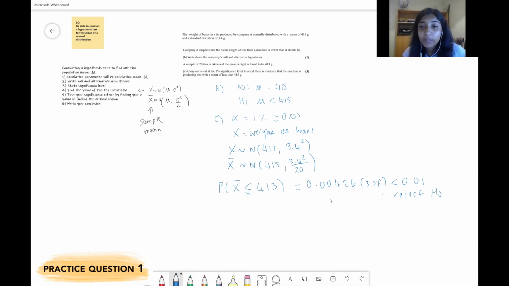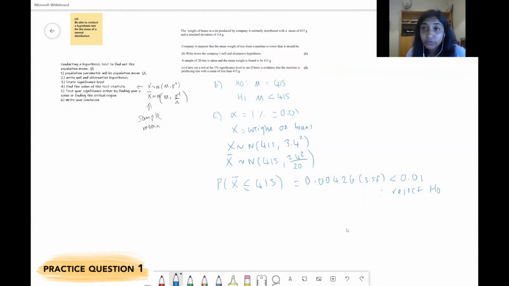So remember, if your p-value is less than your significance level, you reject it. If it's more, you don't reject it. So that's how you can carry out your hypothesis test using the p-value. Now let's try and construct a critical region.